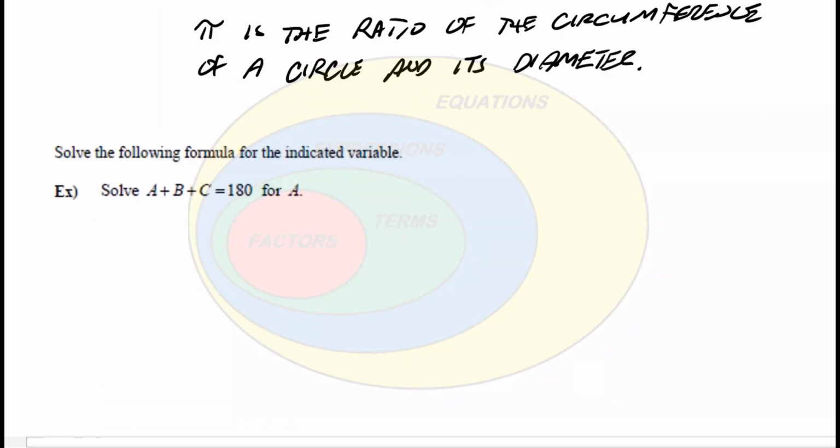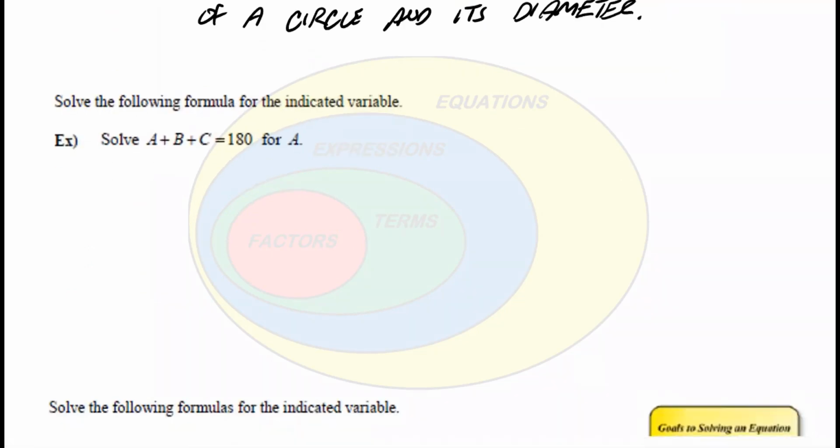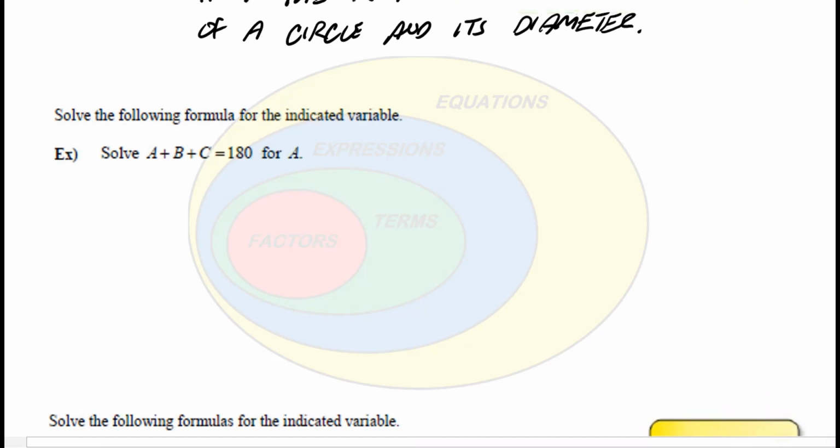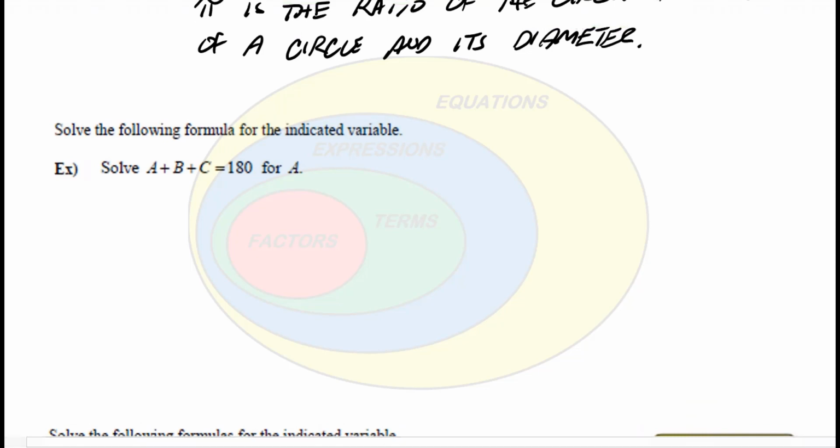So here's another example. Solve the following formula for the indicated variable. So I have a plus b plus c equals 180. And if we want to solve for a, then I have to think of this as my goal. My goal is to get eventually a equaling something.